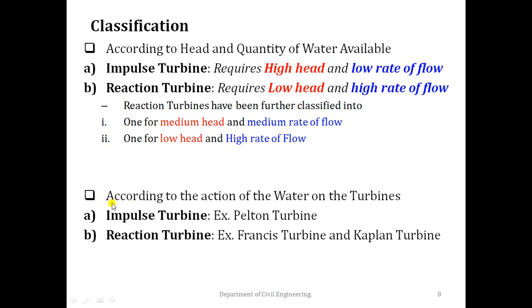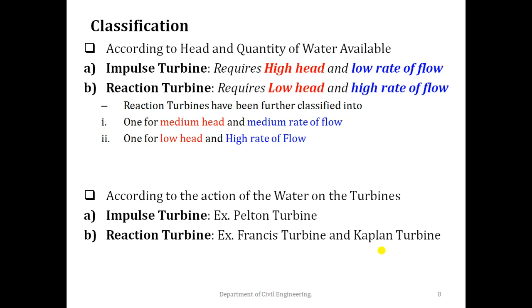The second classification is according to the action of water on the turbine. According to the action of water on the turbine, turbines have been classified into impulse turbine and reaction turbine. An example for impulse turbine is the Pelton turbine. For reaction turbine, it is the Francis turbine and Kaplan turbine. Impulse turbine is a turbine wherein the energy available at the inlet of the turbine is purely kinetic energy.